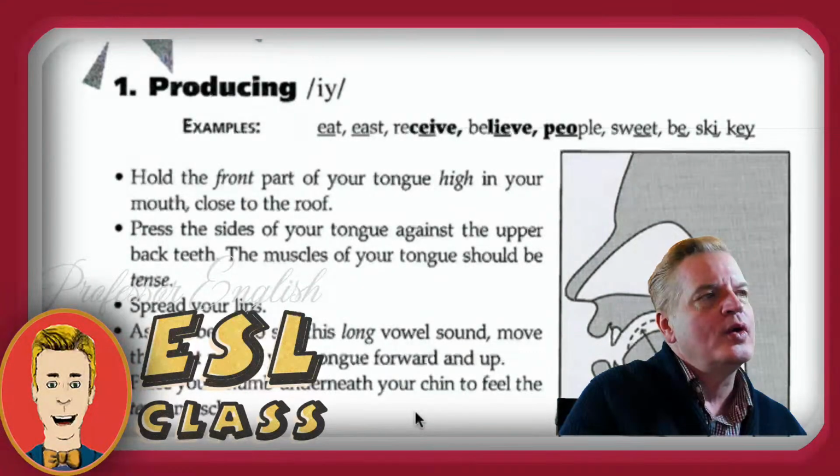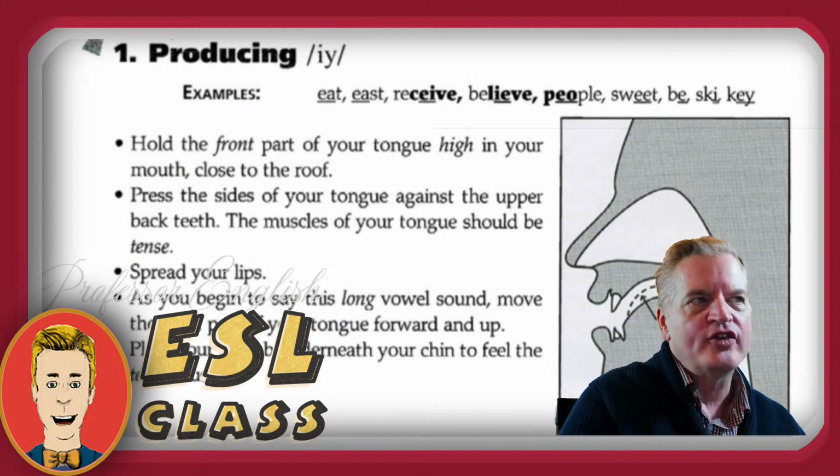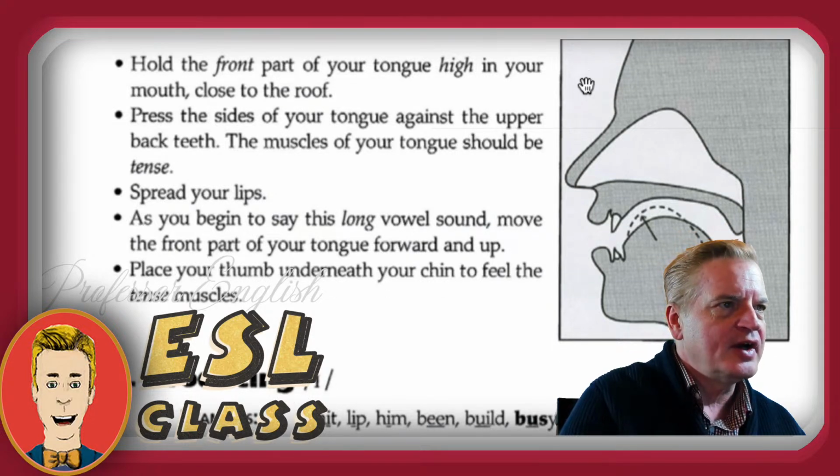Okay, so let's read the instructions about how to produce the long I sound. It says hold the front part of your tongue high in your mouth. You can see here in the diagram, the tongue is pretty high, but it's actually going to go up a little bit too. So hold the front part of your tongue high in your mouth, close to the roof. This is the roof of the mouth right here. That's the roof.